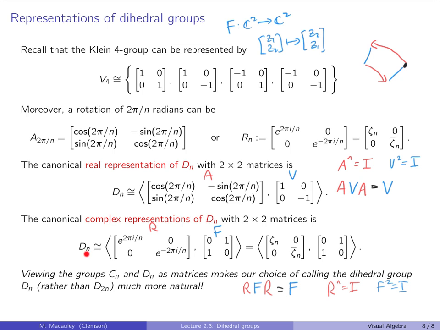Like calling this thing D2n and having these roots of unity where you're off by a factor of 2, and the fact that you could just take a rotation matrix and Cn and add a reflection matrix to get Dn, I think that's much more natural than having to worry about going from Cn to D2n. Okay, so that's the end of the section on dihedral groups.